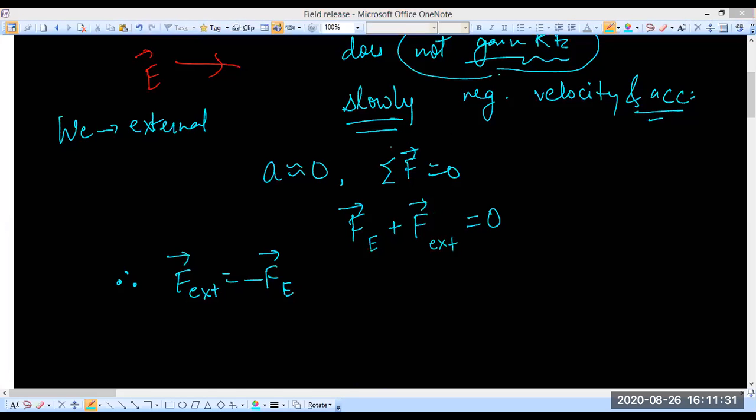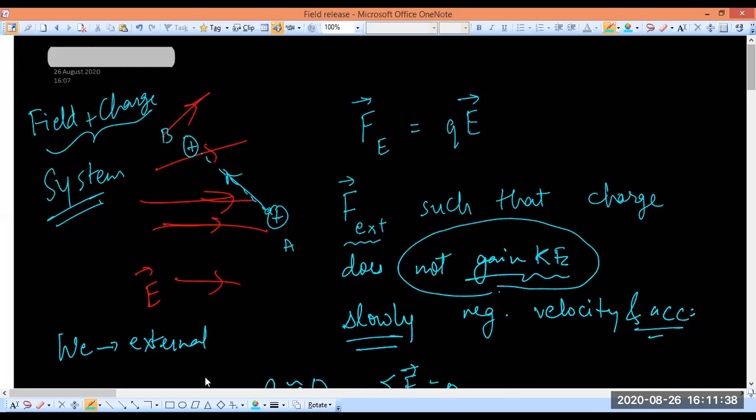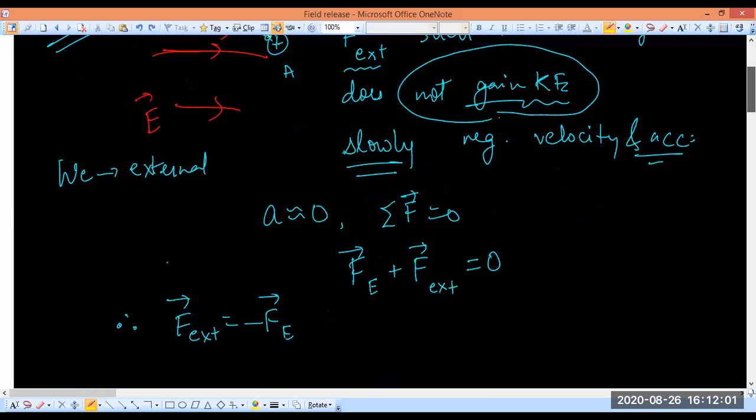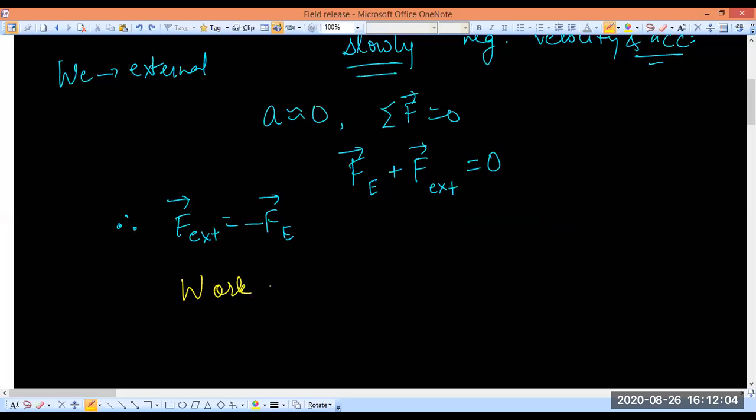Now, we were applying a force like this, F external, on this particle, and we made it move. So obviously there was a force, and there was also a displacement from A to B. Now whenever there are both such things, there is likely to be work. So there is work done by the external force, the one that we are applying.